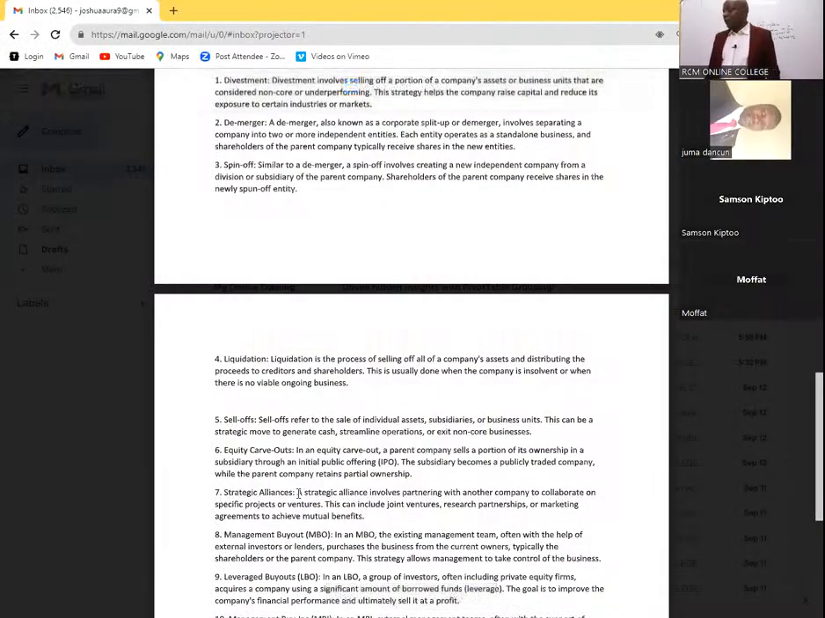So we have liquidation. Of course, when things are not working out very well, we liquidate. This is very similar to what we call divestment. Liquidation is a process of selling off all of a company's assets and distributing the proceeds to creditors and the shareholders. This is usually done when the company is insolvent or when there is no viable ongoing business.